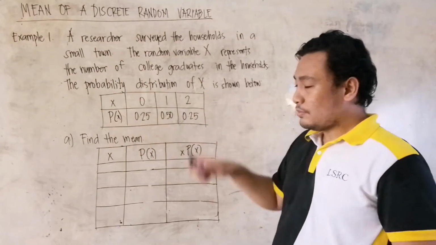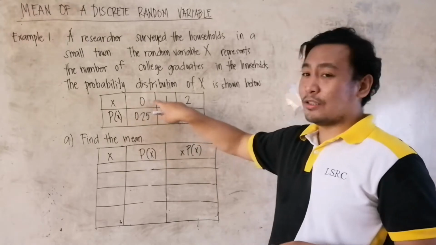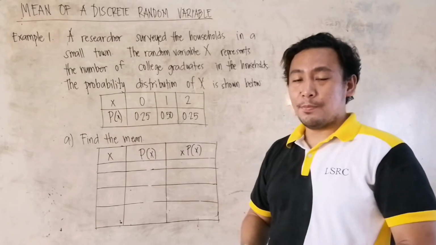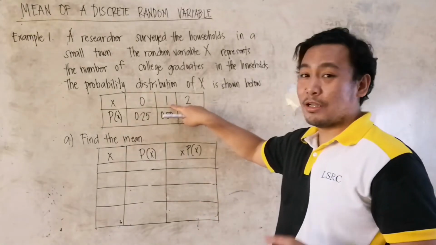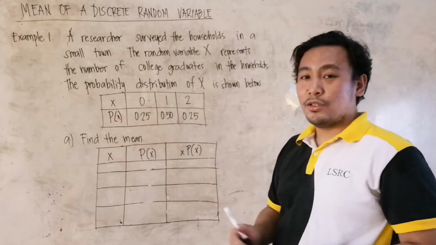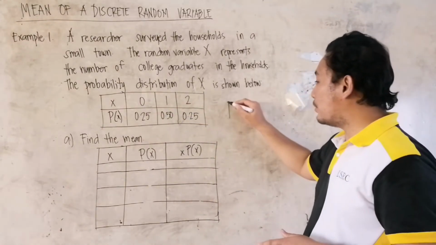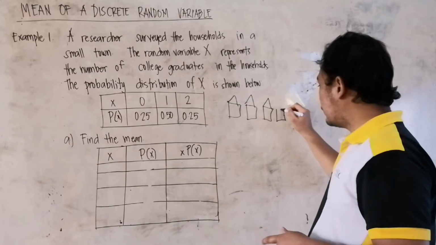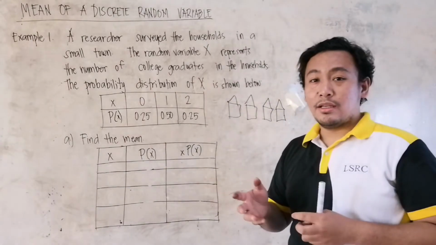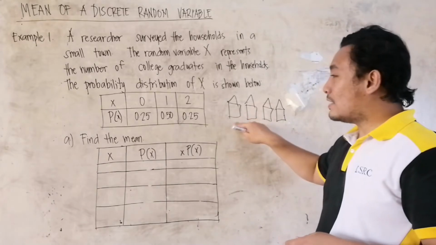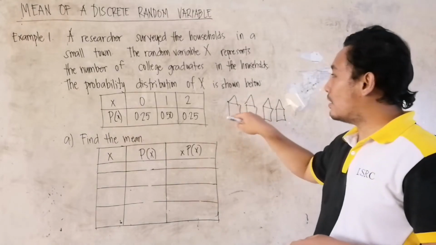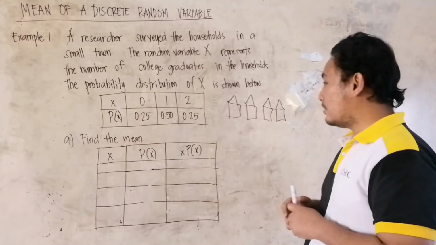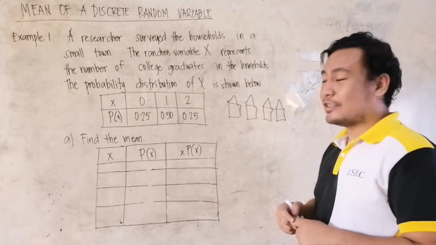Itong x na to, ang tinutukoy dito is zero graduate. Meron silang pinuntahan na bahay, tapos meron daw doon na wala daw graduate ng college. Dito, merong isang graduate. Dito naman merong dalawang graduates. So for example, ito yung small town, assuming na apat yung napagtanungan nila. So sa unang bahay, nagtanong sila, ilan po yung graduate dito? Tapos siguro ang sinabi is, meron dito isang college graduate.